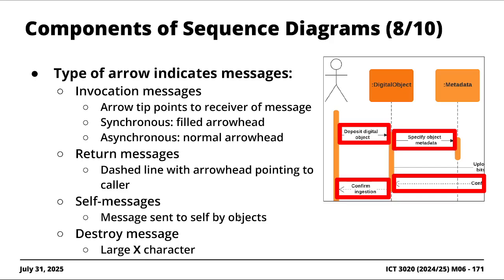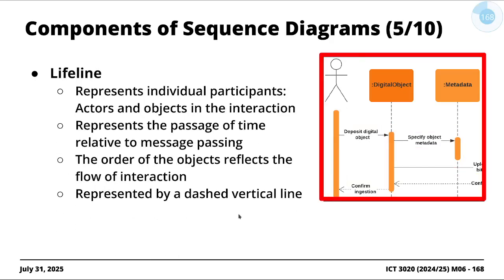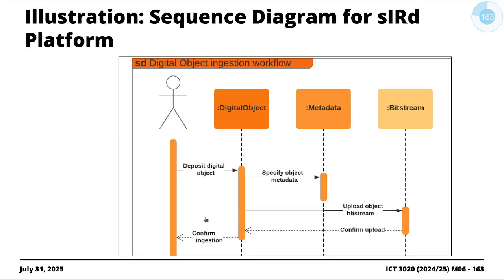Now, the idea behind a self message is simple. It's like a message is being sent to the same lifeline. You notice in all of these different examples we have here, the lines are originating from one lifeline going to the next. If you notice, from this postgraduate to digital object for this, from digital object to metadata for this, from digital object to bitstream for this, from bitstream to digital object for this. But it's possible for you to have a self message where you are sending that message on the same line.